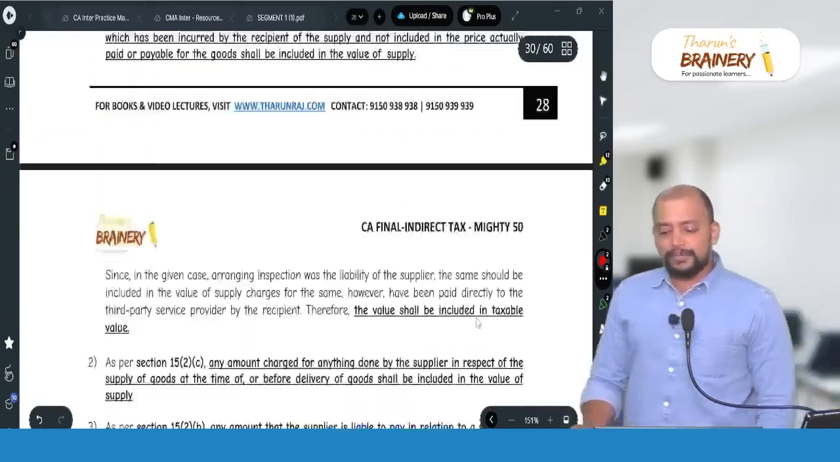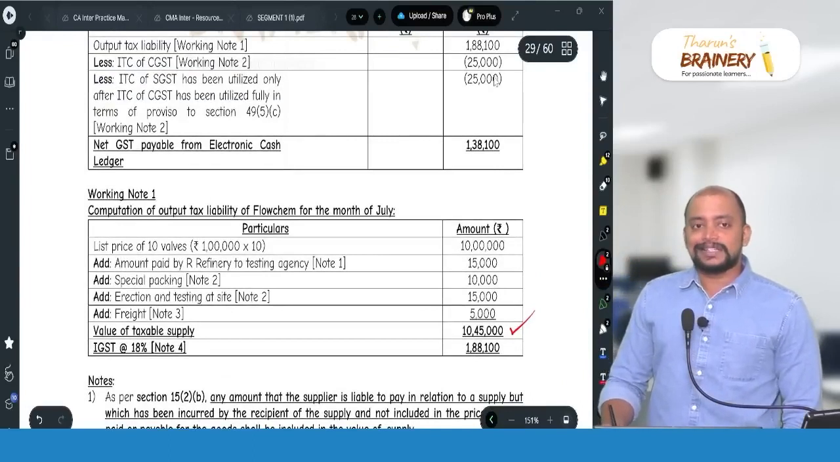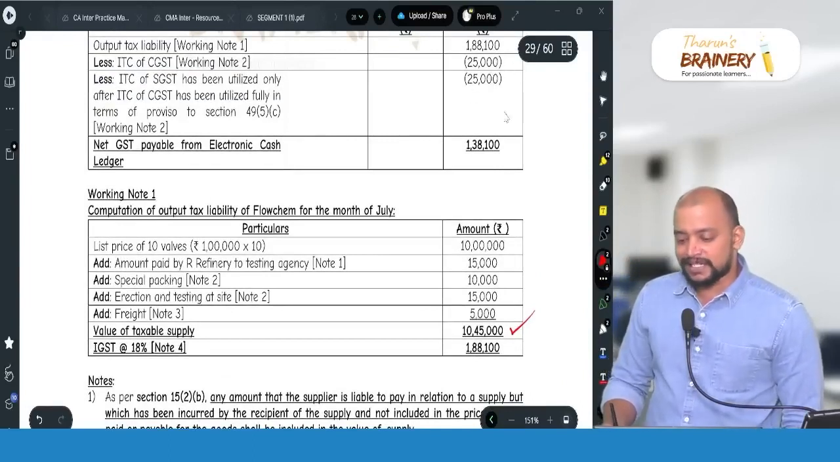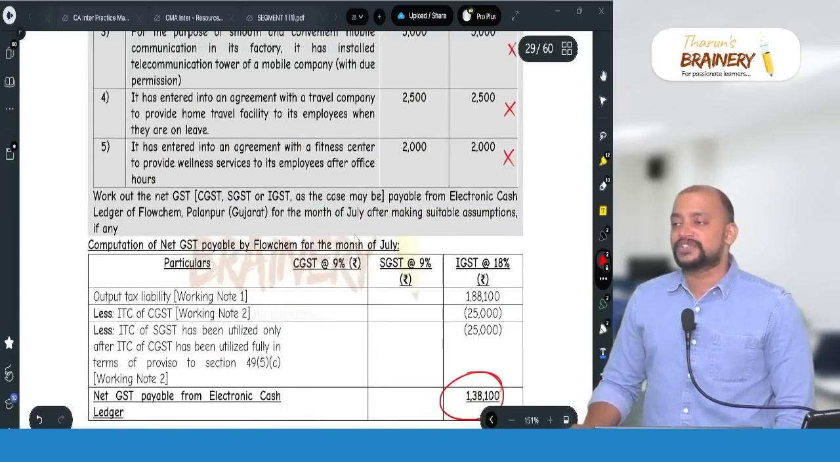Now, the gross liability, if you see, 188,100 minus CGST, SGST credit, which can be utilized for payment of IGST liability. So 138,100 is the net IGST liability. Clear?